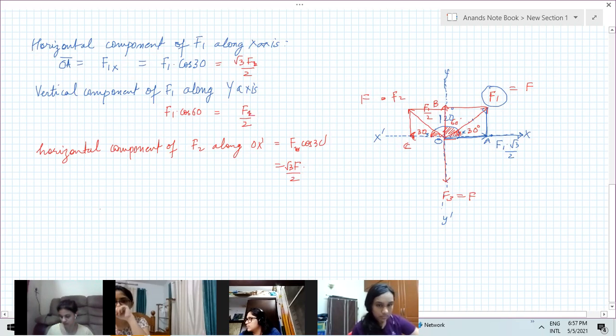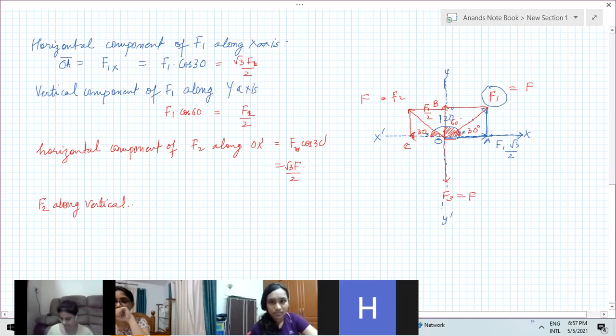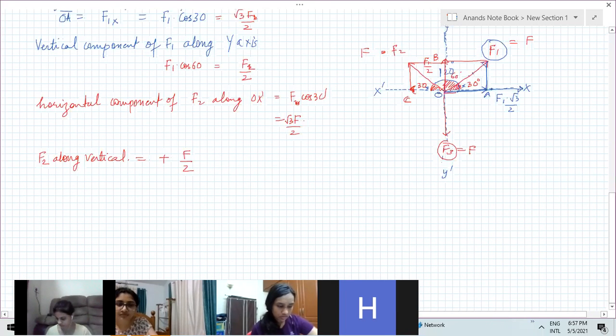Neha, what is F2 along vertical? F by 2. F2 along vertical will act which way? Along the y-axis, on the positive y-axis, isn't it? Yes. F2 along vertical will be once again plus F by 2. Chaitri, do we need to resolve this F3? No, sir. Not required, because F3 is perfectly on the y-axis. So such forces we will not touch.